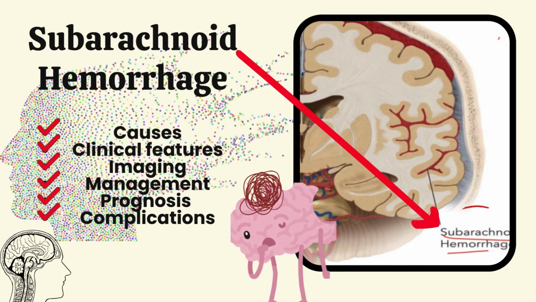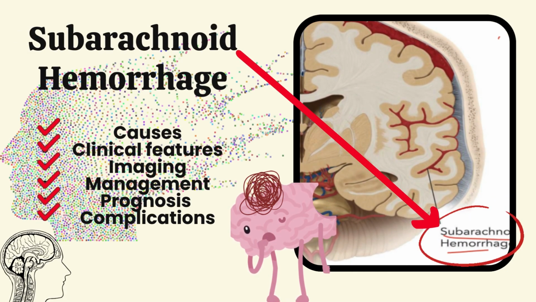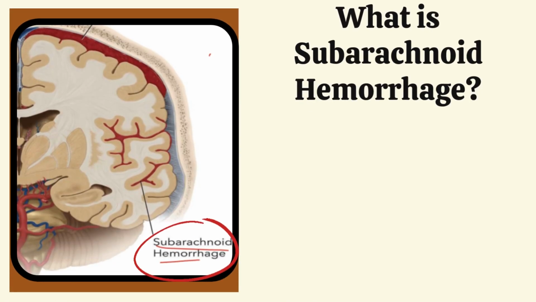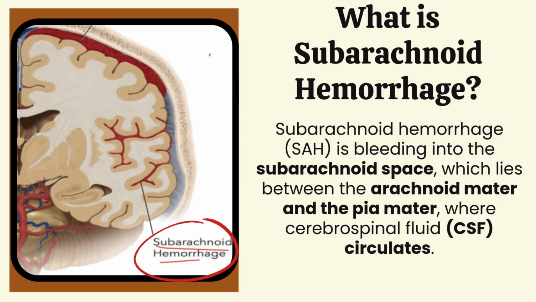In this video, we will talk about subarachnoid hemorrhage, its causes, clinical features, imaging, management, prognosis and complications. What is subarachnoid hemorrhage? Subarachnoid hemorrhage is bleeding into the subarachnoid space, which lies between the arachnoid mater and the pia mater, where cerebrospinal fluid circulates.